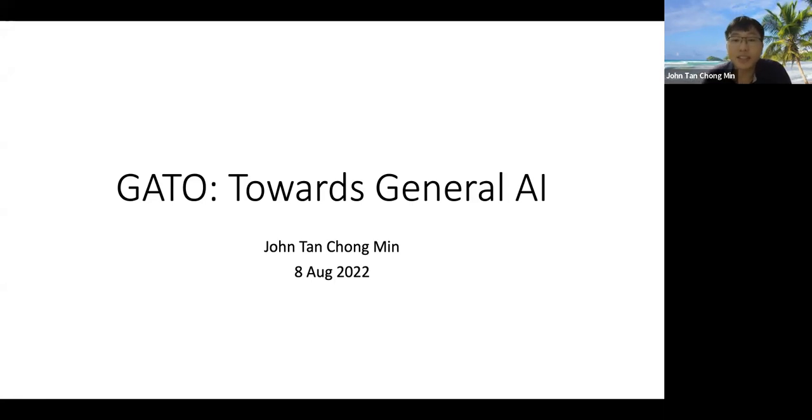Today's paper discussion that we'll be doing is on GATO. This GATO is really an ambitious project by DeepMind. DeepMind's ambition all along has been to create general AI, and this is one step towards that.